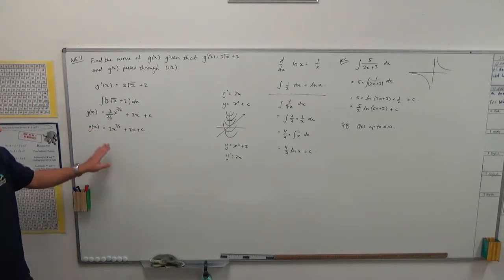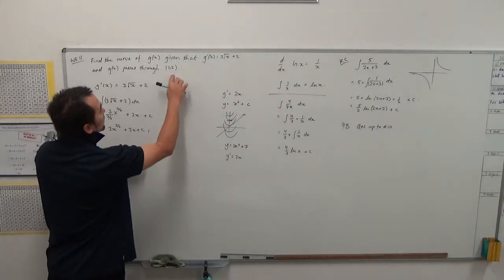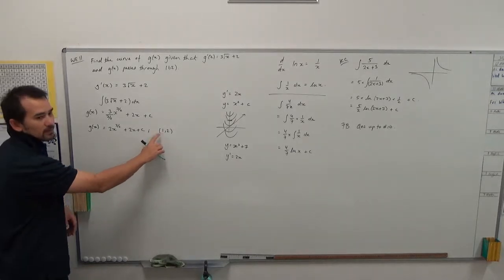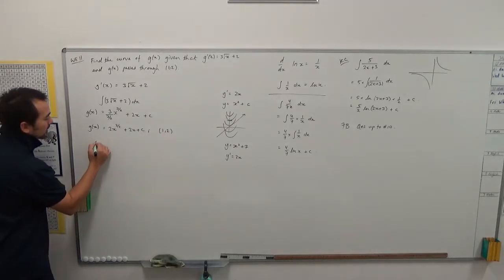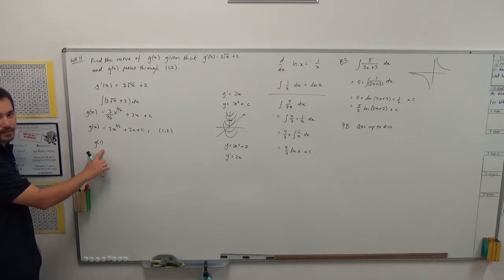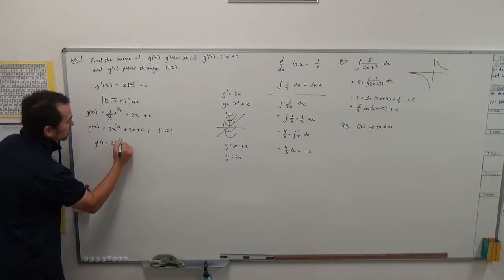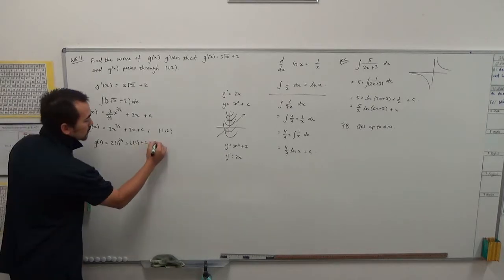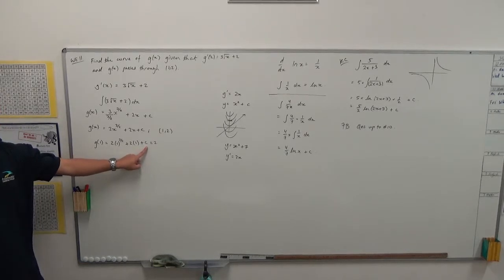Good. So now that we have the original function, with constant c, we're now going to apply the coordinate (1, 2). Basically, when x is 1, the function should come out to be 2. I'll say that again. When x is 1, the function should come out to be 2. So put a 1 in here, and all of that is supposed to equal 2. I have one equation, I have one unknown, I should be able to solve for c.